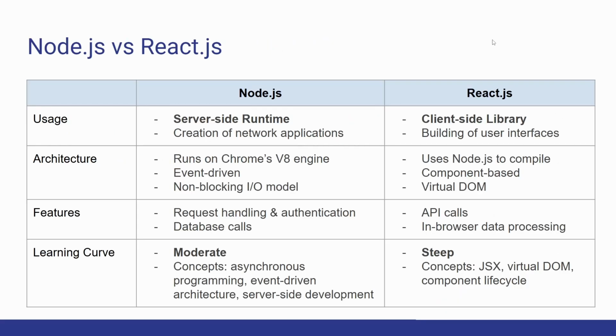Node.js versus React.js. The major difference between Node and React is that Node is a JavaScript runtime primarily used for server-side development, whereas React is a client-side library used for building user interfaces. Regarding their architecture, Node.js is built on the Chrome V8 JavaScript engine, which compiles JavaScript into machine code for high performance. React does not run on its own.